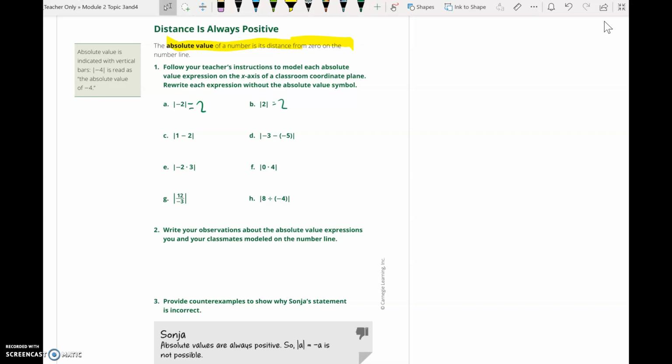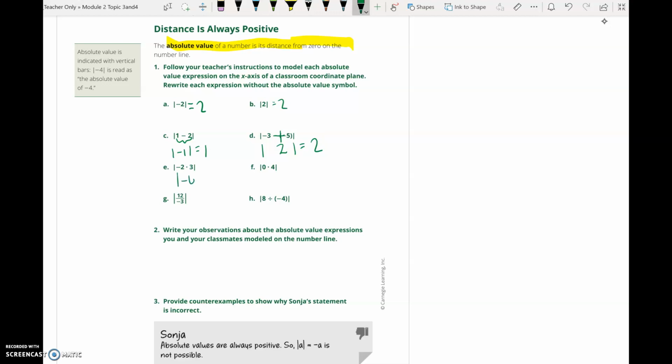So whenever we take the absolute value of something, it becomes positive. When you have something inside the absolute value, you're going to simplify that first and then take the absolute value. So 1 minus 2 is -1. The absolute value of -1 is 1. -3, and then this would become a +5 is 2. So this would be 2.